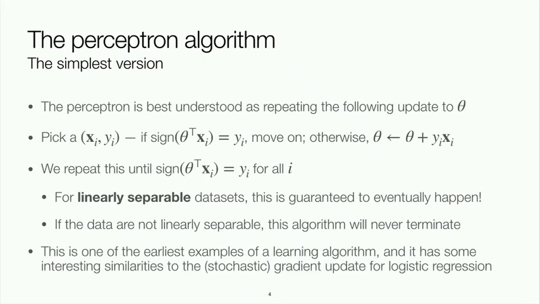So why is this cool? Well, it's one of the earliest examples of a learning algorithm, an algorithm that takes a bunch of data and then returns parameters that represent a particular model that fit that data. And also, if you look at this update rule closely enough, it has some interesting similarities to the stochastic version of the gradient update for logistic regression. You can go back to Friday's slides and see how they compare to each other, but there are some interesting connections that you can make there.